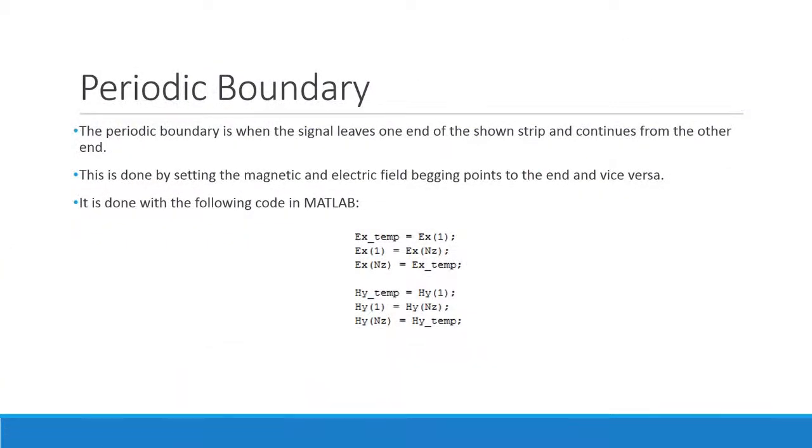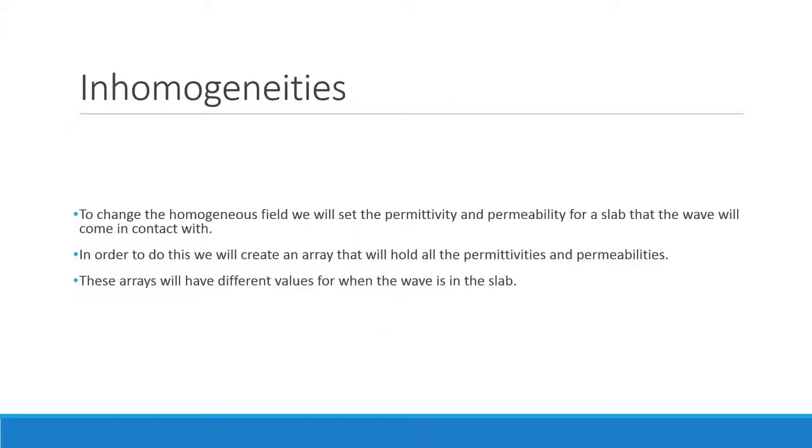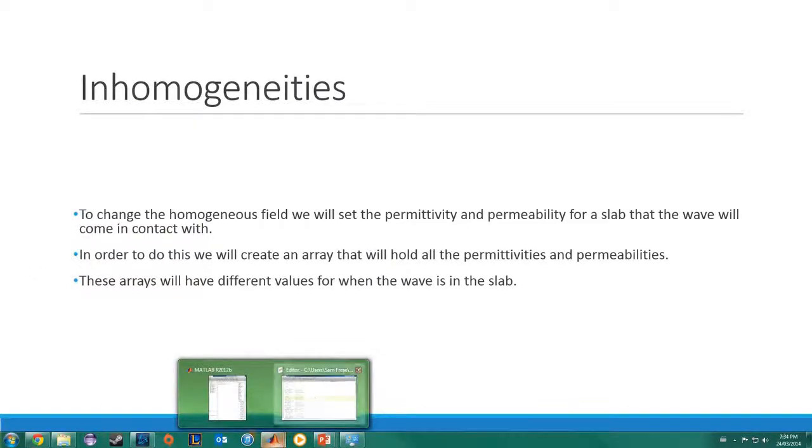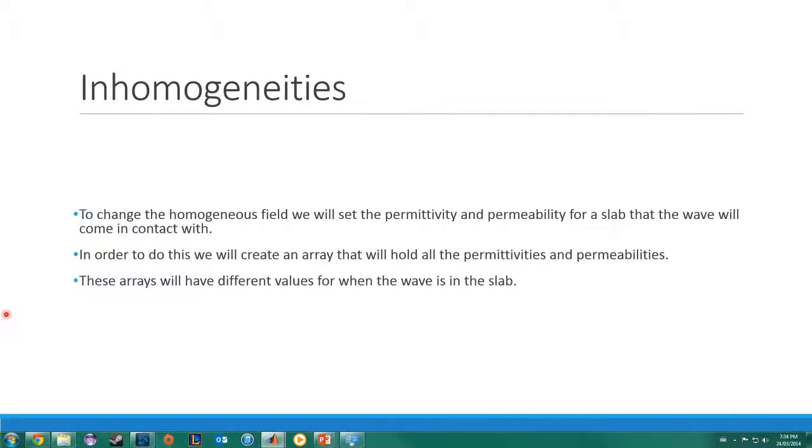Lastly, we're going to introduce some inhomogeneities into the field. To do this, I'm just going to set that E field and that U field. For a slab, I'm going to change the values there to simulate the wave entering a piece of glass. In the simulation, I'm going to show you there's going to be two lines that are going to show where the slab of glass would be, and we have the relative permittivity set to 1.5.